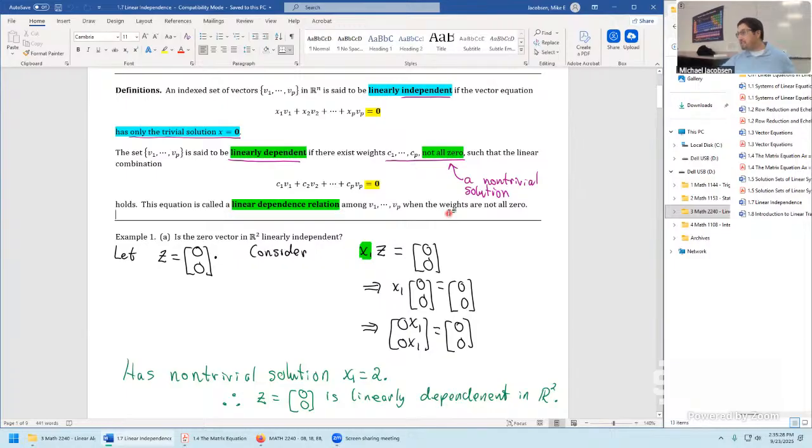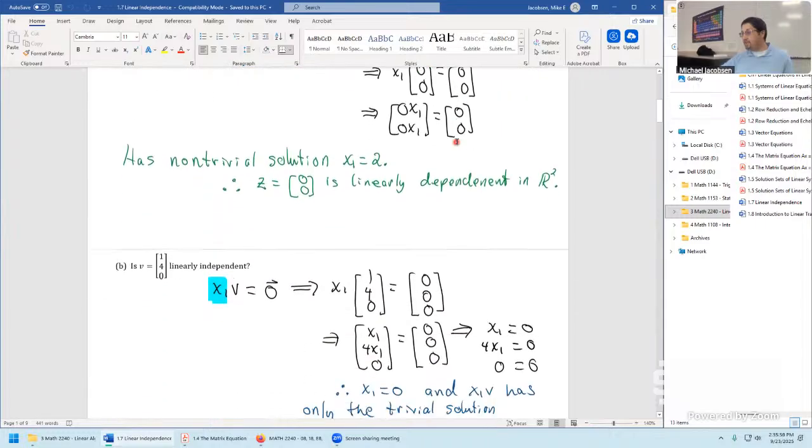So a quick run through of these ideas so far: the zero vector was linearly dependent because when we run it through this equation right here, we found a non-trivial solution. If you pick x1 equals 2, for example, we still satisfy the equation x1 times z equals 0. Because we found a set of scalars, c1 equals 2, for example, certainly not 0, we have linear dependence.